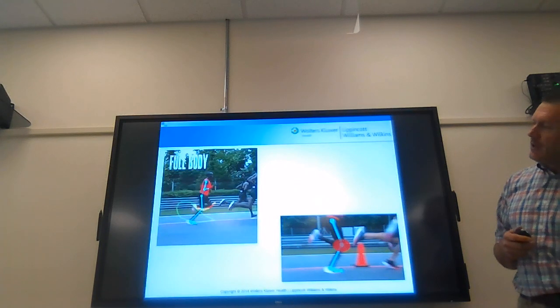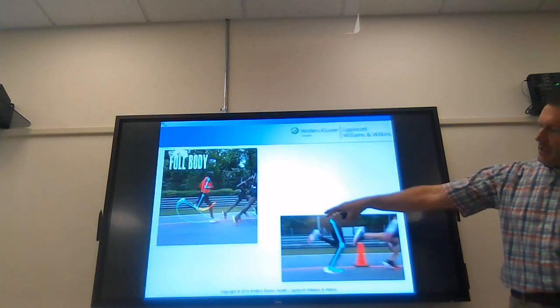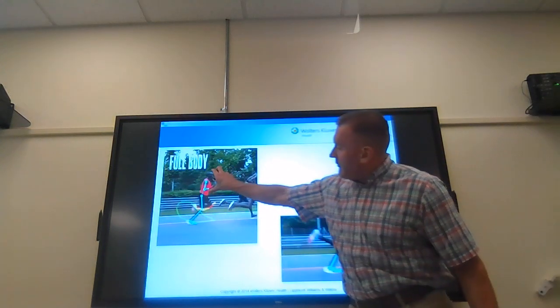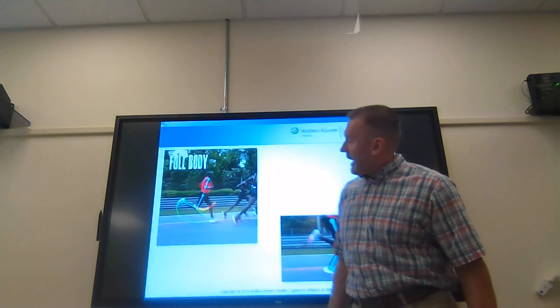So you notice, watch how his feet contact the ground. It's more of a mid to forefoot strike. He's got a slight forward lean, shoulders are relaxed.